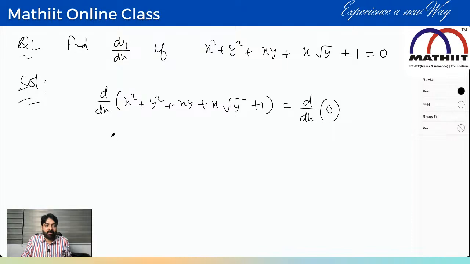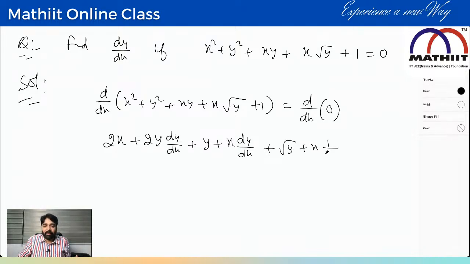d by dx of x square will be what? 2x plus d by dx of y square. Same like x square, but the variable is changed. So that will be 2y into the differentiation of y, dy by dx. Plus the product xy: differentiation of x, 1 into y, plus x into dy by dx. Plus now x root y: differentiation of x, 1 into root y, plus x into differentiation of root y, 1 by 2 root y, into dy by dx. Plus 0 equal to 0, because the differentiation of a constant is 0.